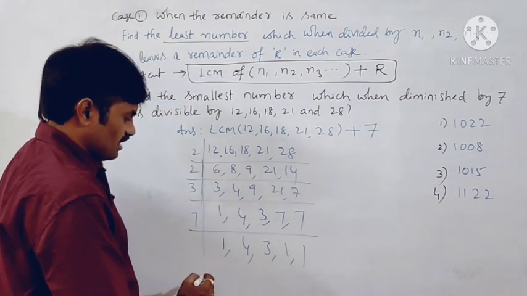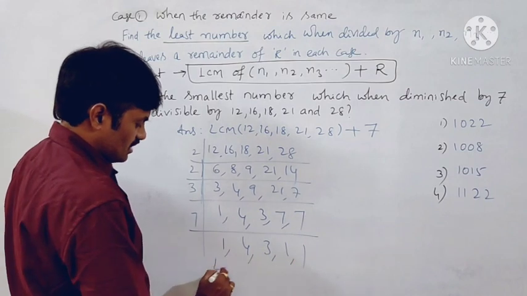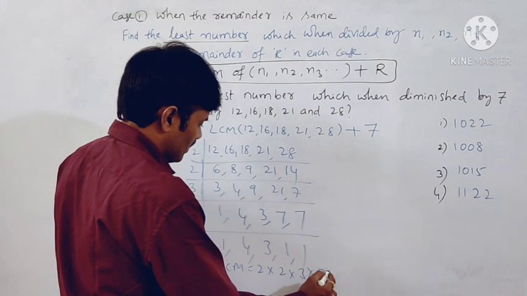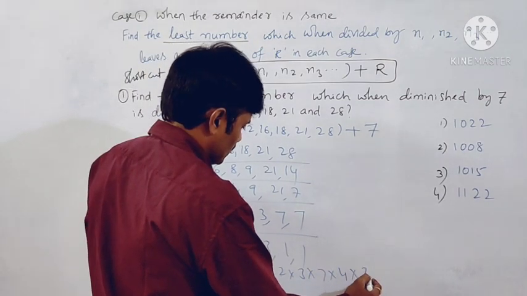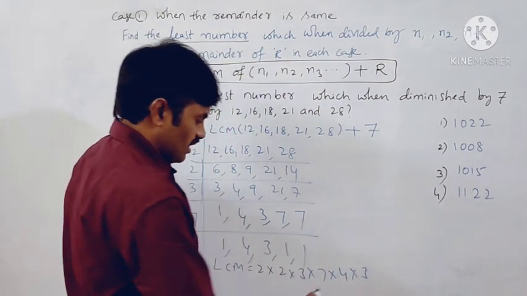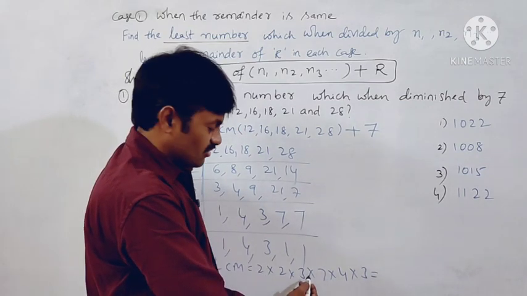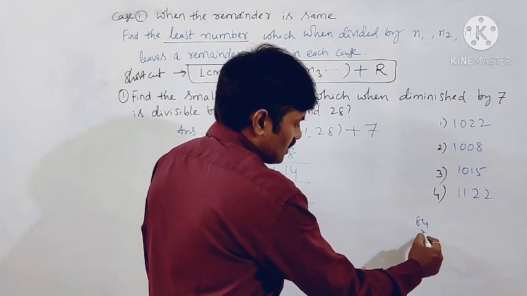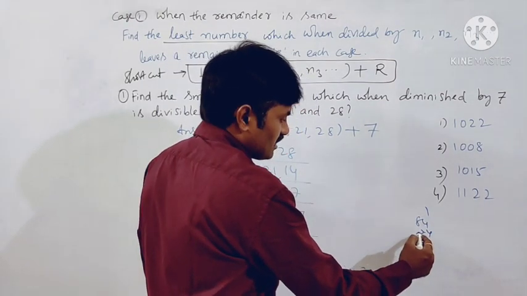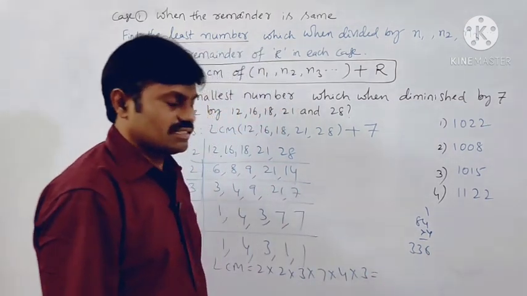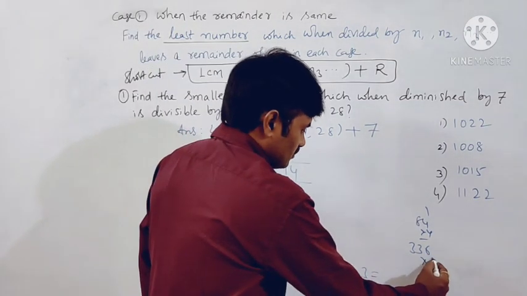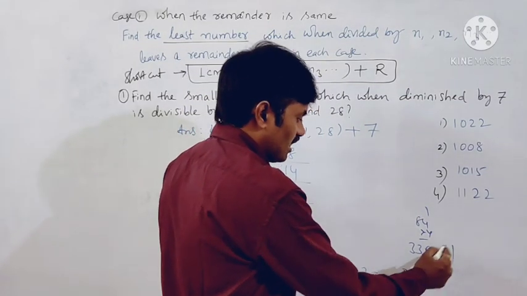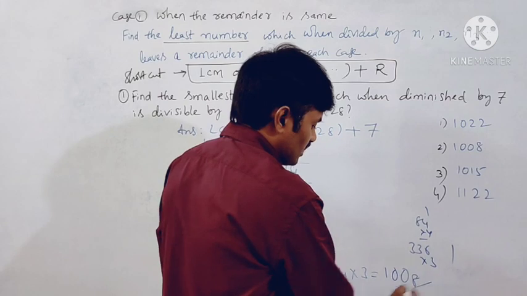Now what is the LCM here? The LCM is the product of all these divisors. LCM is equal to 2 into 3 into 7 into 4 into 3, and these are 1 only. 2 twos are 4, 4 threes are 12, 12 sevens are 84, 84 into 4: 4 fours are 16, 4 eights are 32, 336. And into 3: 3 sixes are 18, 3 threes are 9 plus 1 is 10, so 1008.